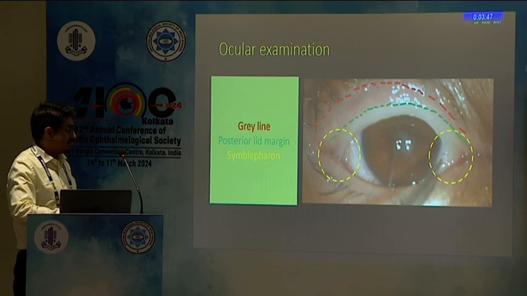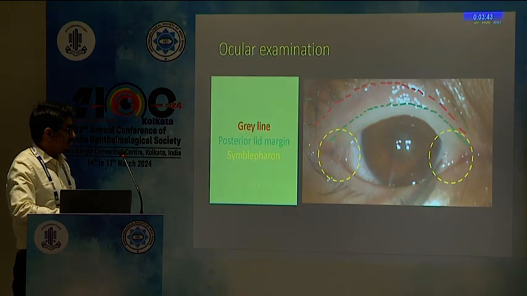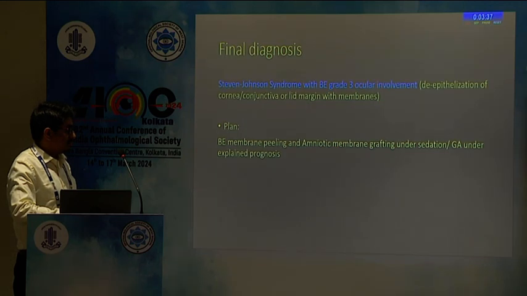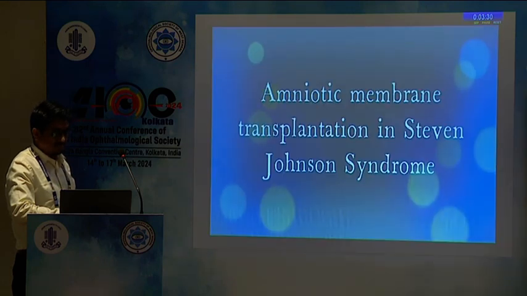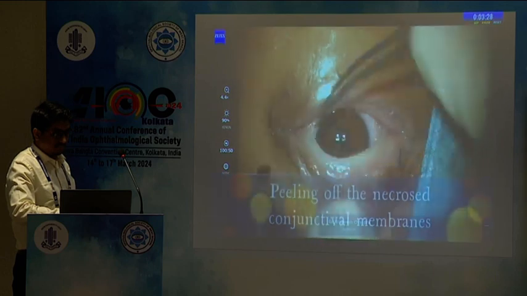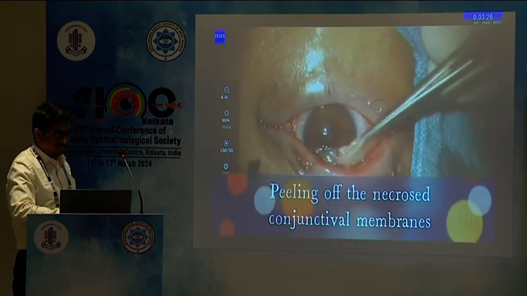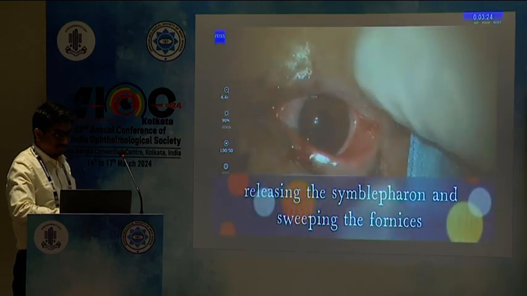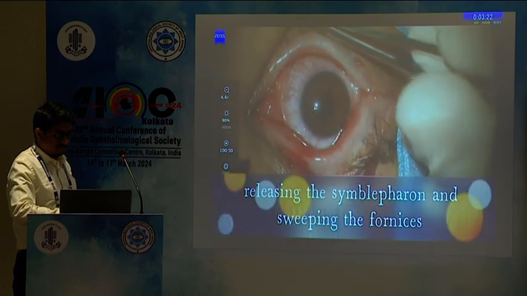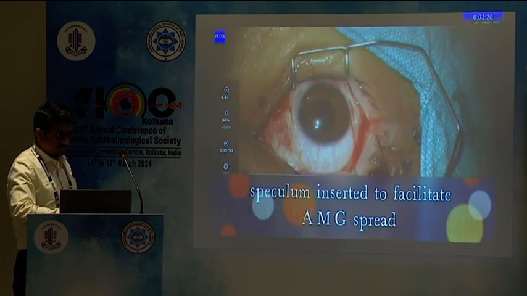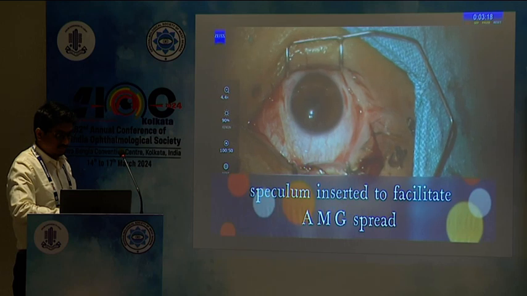Here in this picture, the red line shows the grey line. The green line represents the posterior lid margin, and the structure behind the posterior lid margin is a deepithelialized epithelium attached to the lid margin. So, a final diagnosis of Stevens-Johnson syndrome with grade 3 ocular involvement was made and amniotic membrane transplantation was done. The true membranes were first peeled off, the symblepharon were released, the fornices were swept, then the amniotic membrane was draped over the ocular surface.